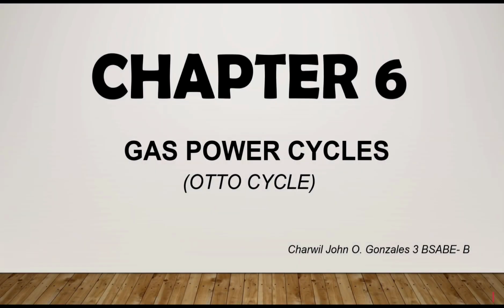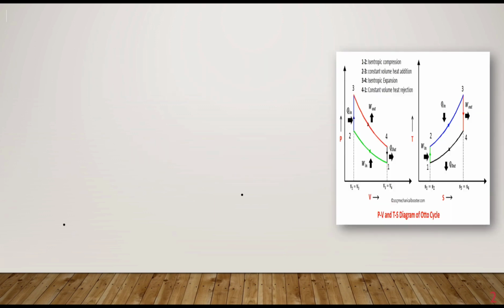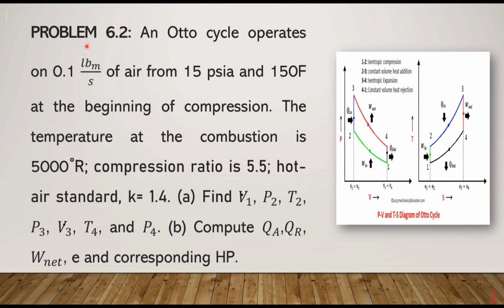Everyone. For today's video, we are going to solve a sample problem in Chapter 6, Gas Power Cycles, Otto Cycles. Problem 6.2. An Otto cycle operates on 0.1 lbm per second of air from 15 psia and 150 degrees Fahrenheit at the beginning of compression.